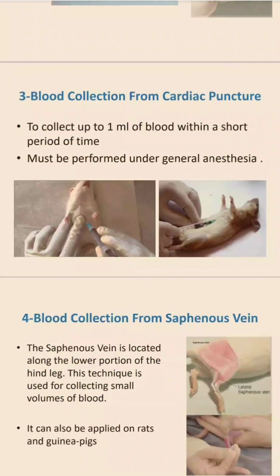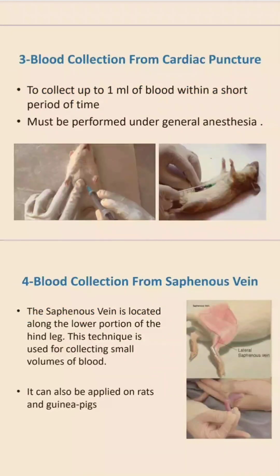So this is the cardiac puncture blood collection. Collect up to 1 ml of blood within a short period of time. They must be performed under general anesthesia. Now this is the last blood collection, from the saphenous vein. It is located along the lower portion of the hind leg. This technique is used for collecting a small volume of blood, and it can also be applied on rats and guinea pigs.